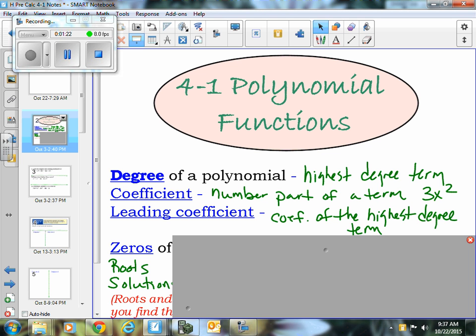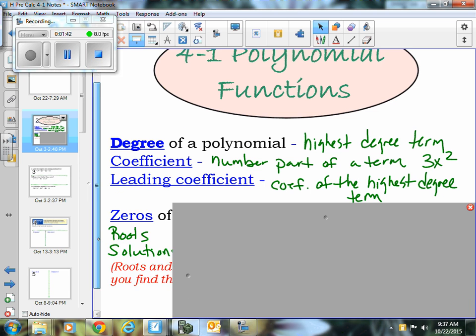Why do we care about these at all? Well, the degree tells us something about end behavior. If I tell you it's degree 4, you know what the ends of that graph look like. The leading coefficient tells you things like, if it's the 3x squared, for example, the 3 tells you that it's vertically stretched. If it were negative, it would tell you that it's reflected. So those two pieces of information are really critical.